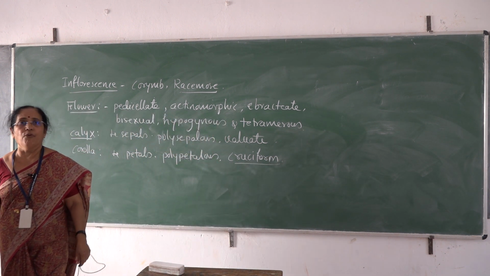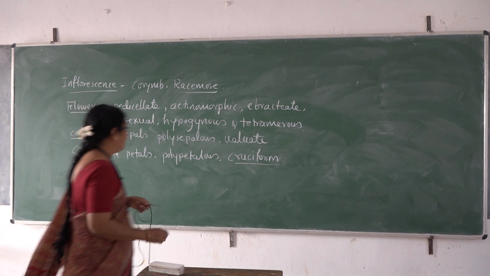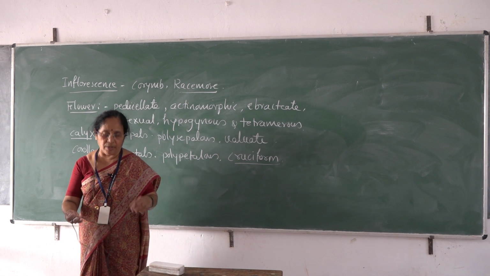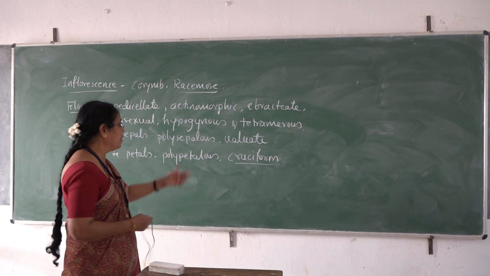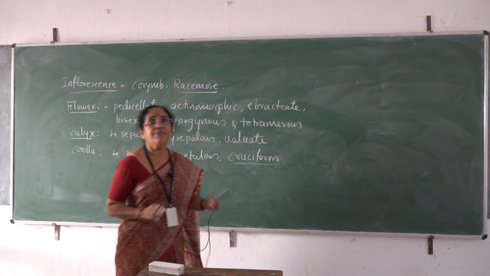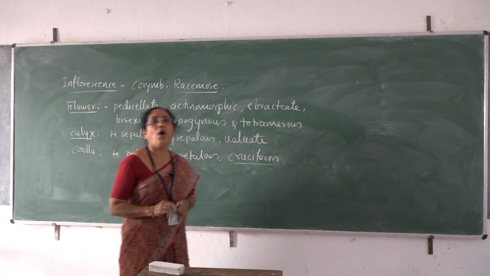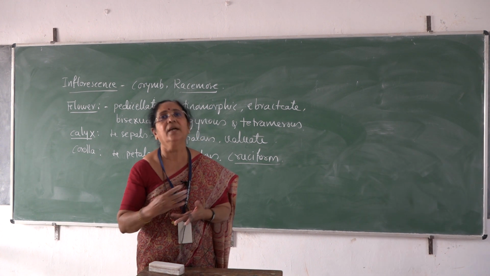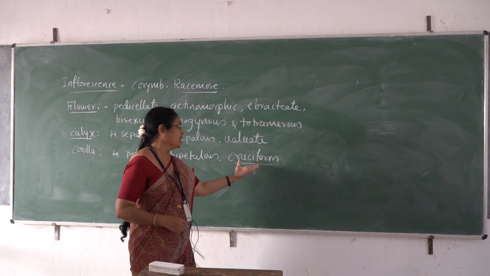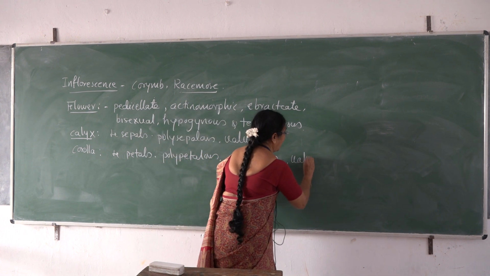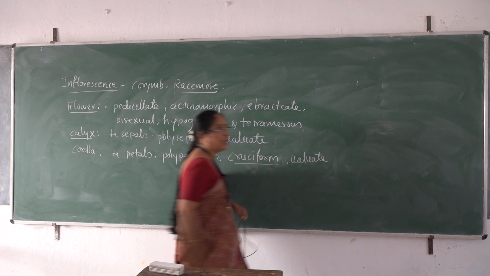Corolla is made up of 4 petals which are free, polypetalous, and the shape of the corolla is cruciform. In this family, you should know what a cruciform shape is. There are 4 free clawed petals which are diagonally placed like the arms of a cross, and hence it is called the cruciform shape. And again, this is also with valvate distribution.